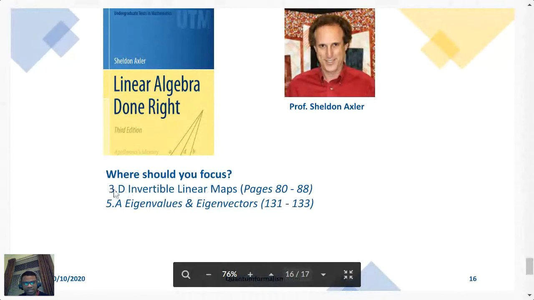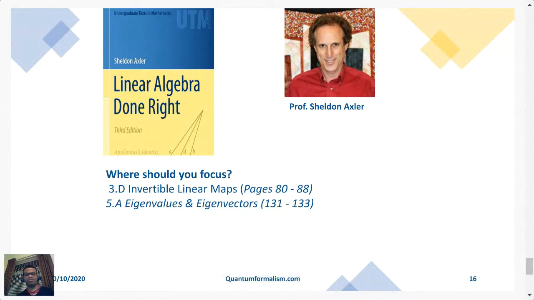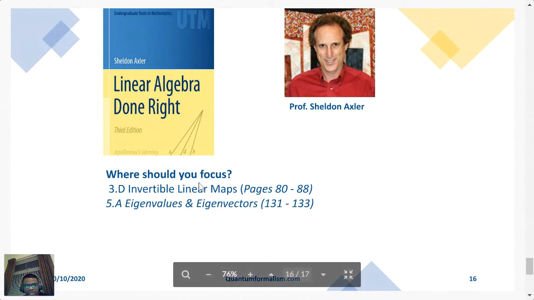So the first section that you should worry about is the invertibility of linear maps. I believe that's pages 80 to 88. Go there, go through the concept again, and do some exercises. I believe the book has some exercises. Get yourself familiarized with invertible linear maps in the abstract sense. Then I believe it's section 5A, which deals with eigenvalues and eigenvectors, and that's pages 131 to 132.